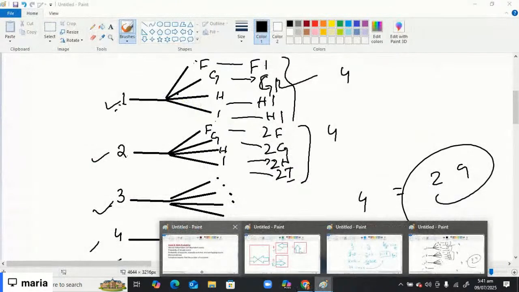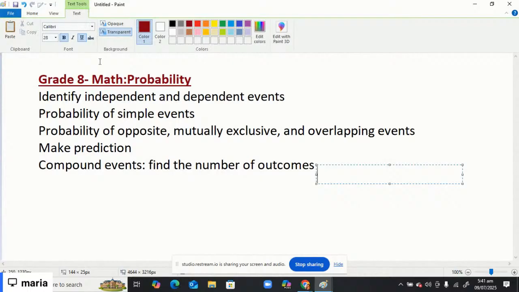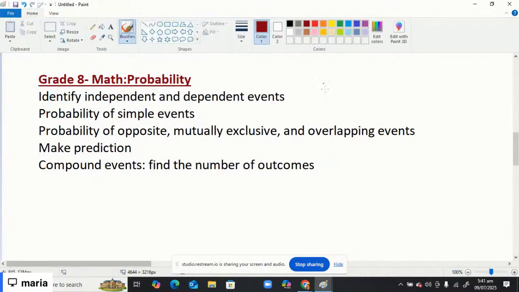So today we discussed the grade 8 maths probability chapter. Here is the list of the lessons: identify dependent and independent events, probability of simple events, probability of opposites, mutually exclusive and overlapping events, make predictions, compound events. We will discuss this chapter again, okay? Because today we only discussed a little bit, and if you are more interested then we start from this and move forward in the next session.